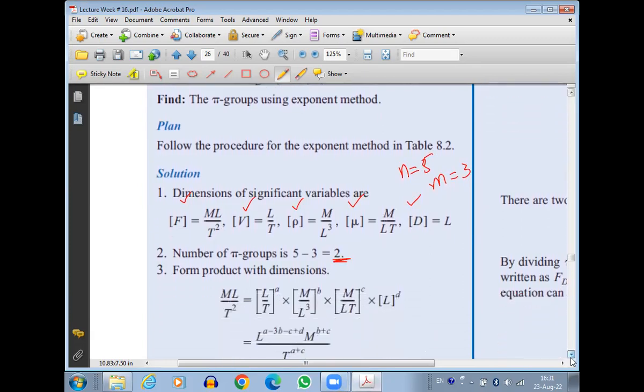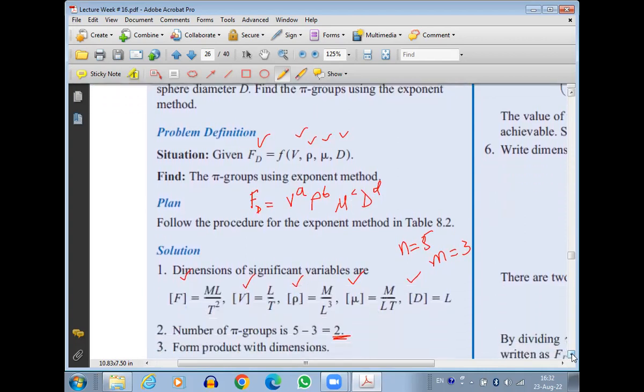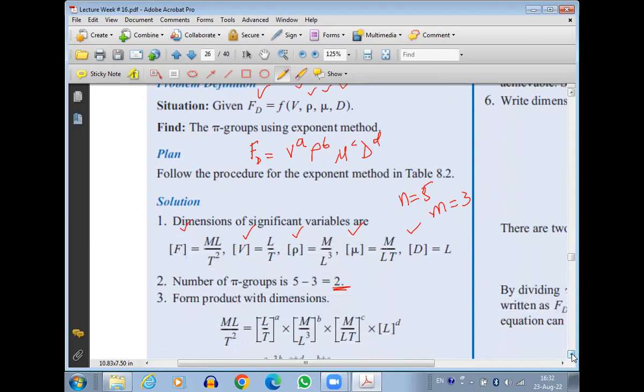Now we have to write the equation in the format F_D equals V^a, rho^b, mu^c, and D^d. Then we have to write down the basic units for these. The basic unit for F is M L / T^2, then (L/T)^a, then (M/L^3)^b, (M/(L T))^c, and L^d.